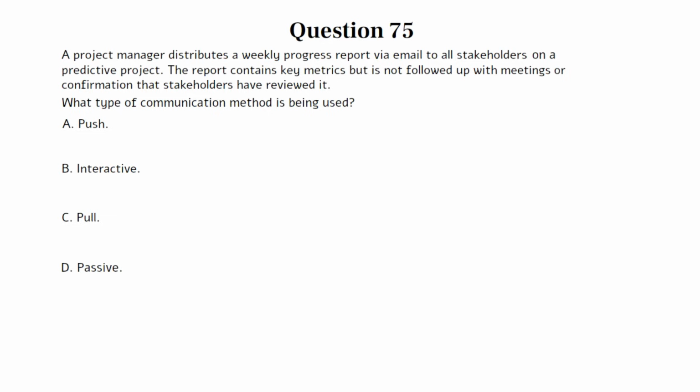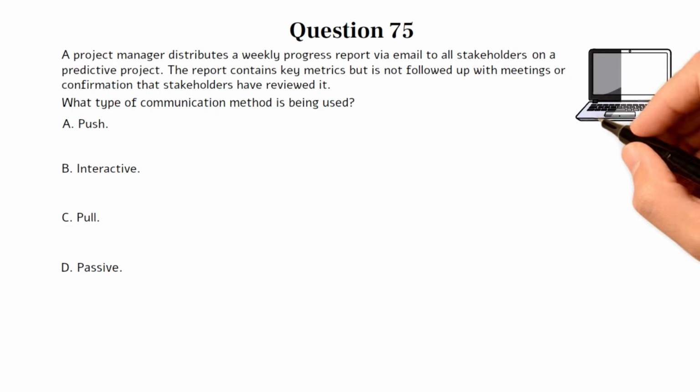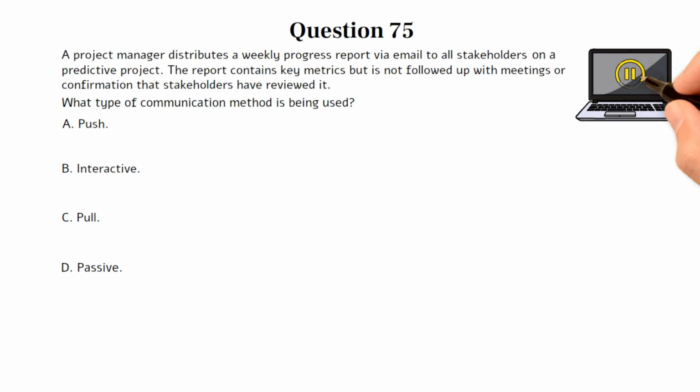What type of communication method is being used? A. Push. B. Interactive. C. Pull. D. Passive. You can pause the video here if you need more time to work on the question. The correct answer is A.